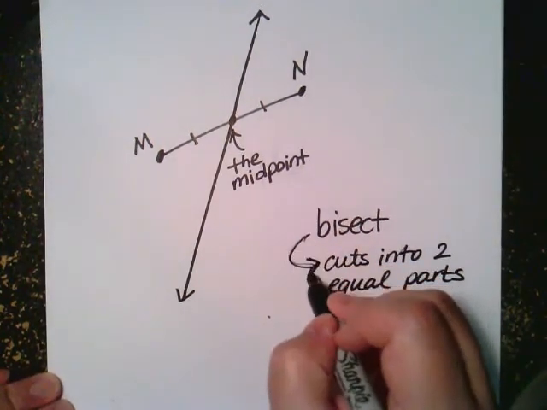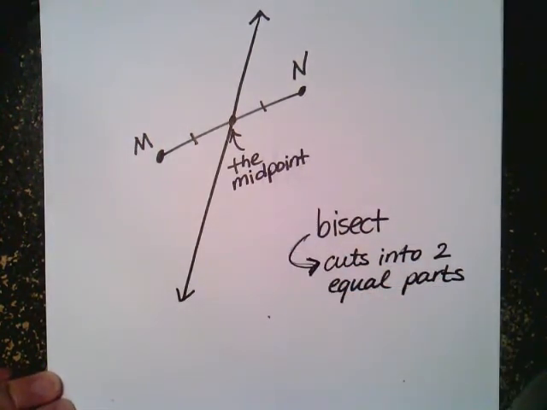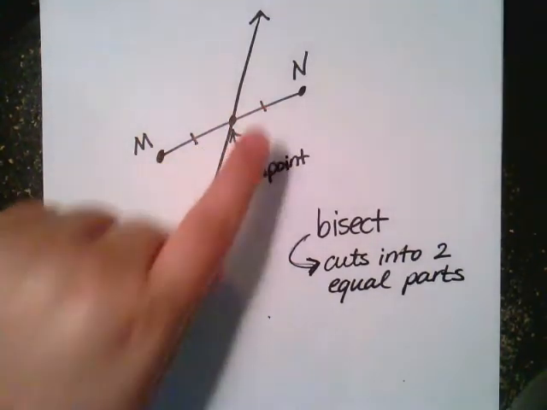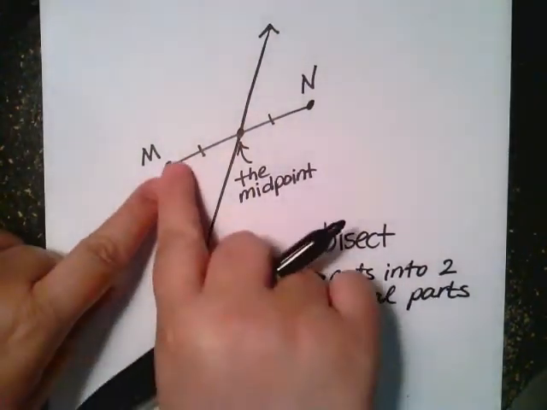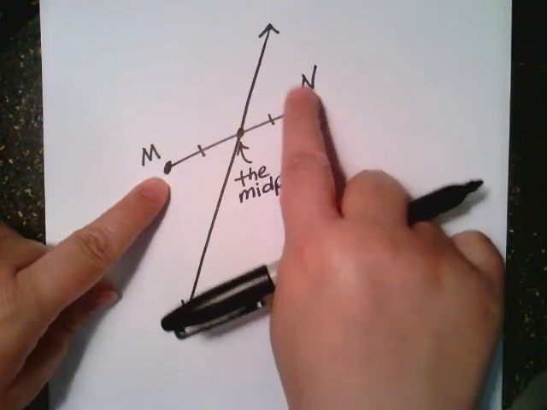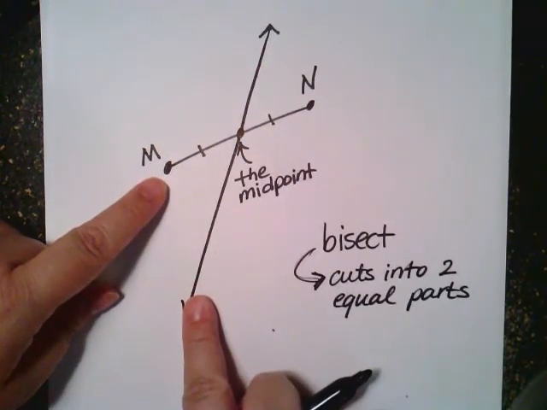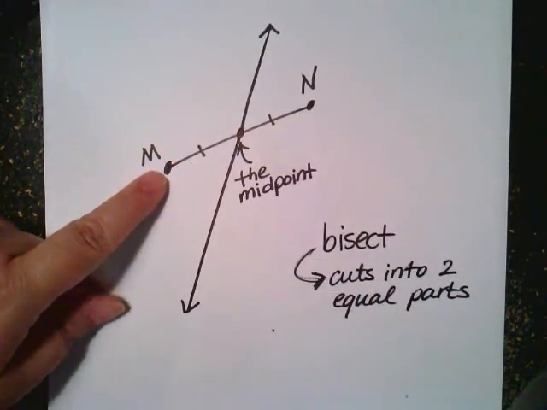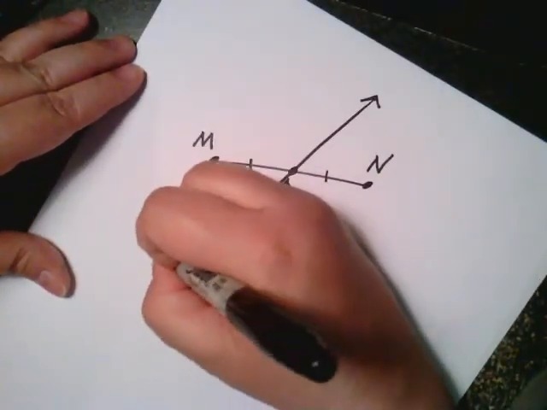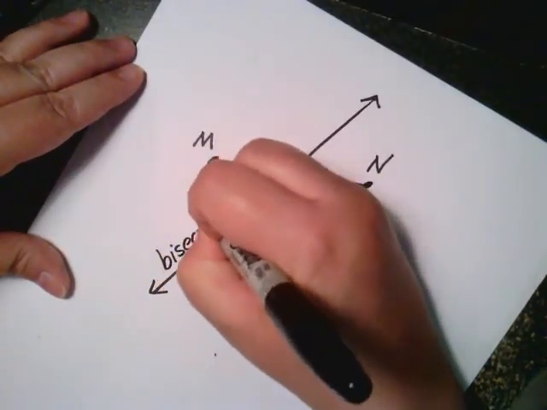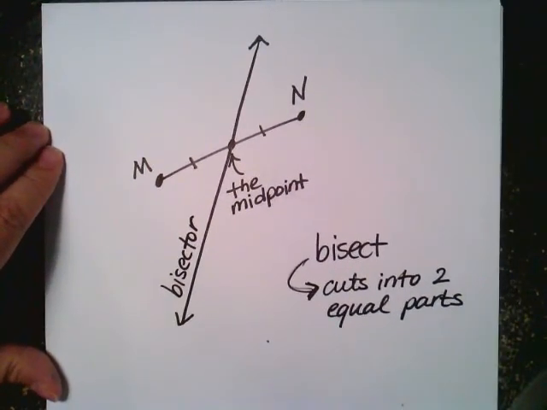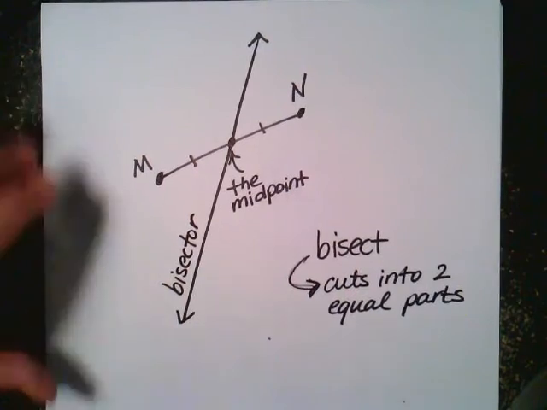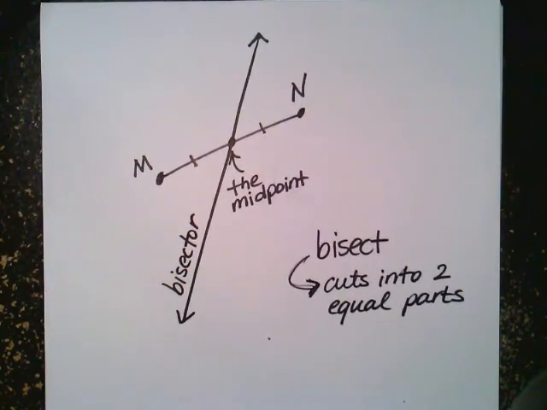Another way of putting that is two congruent parts, because remember, congruence means has the same measurement or has equal length in the case of a segment. Okay, so this line is bisecting segment MN. A line, a ray, another segment. Lots of things could bisect a segment. But if you do have a bisector, let's go ahead and label this a bisector. If you do have a bisector, then it has to go through the middle point, or the midpoint. A bisector of a segment always passes through the midpoint.